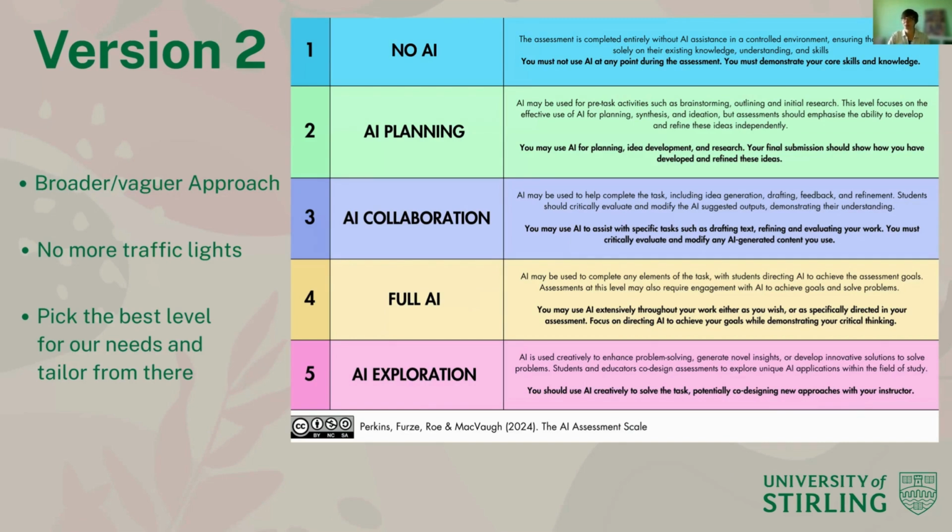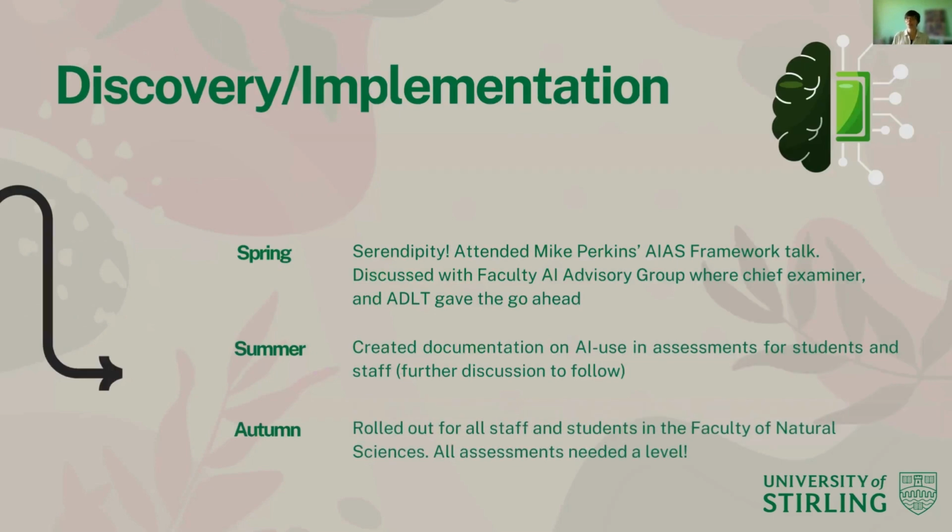But how did we actually implement this? Well, firstly, in spring, it was quite serendipitous. I was already working on a document about how can we implement AI in our assessments. And then I happened to attend Mike Perkins's talk about the AI and assessment framework, and I thought, oh my God, this is great. They finally designed a framework where everything can just fit in really nicely. So I talked to the faculty AI advisory group, where we had the chief examiner and the ADLT, the Associate Dean for Learning and Teaching. They gave me the go-ahead.